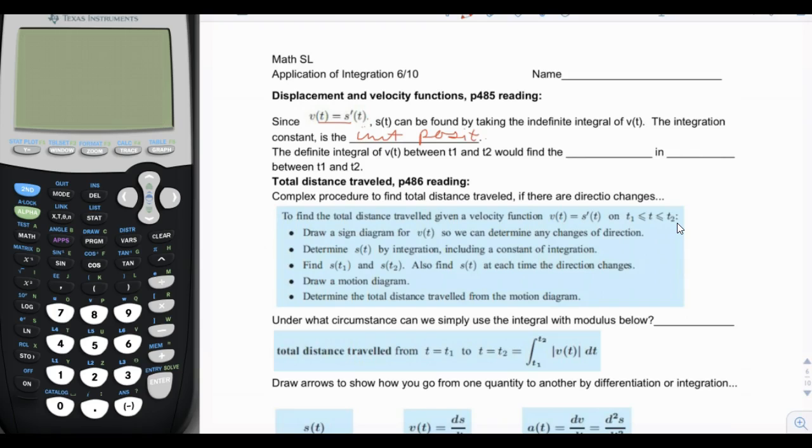The definite integral of v of t between t1 and t2 would find the displacement, actually the change in position or displacement between t1 and t2.